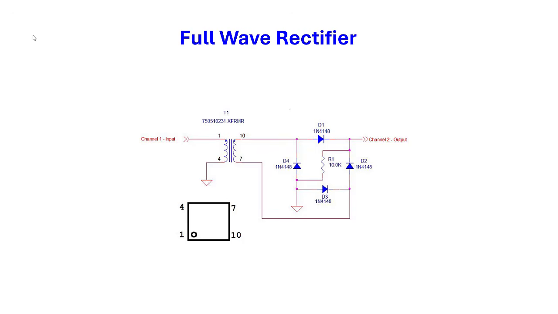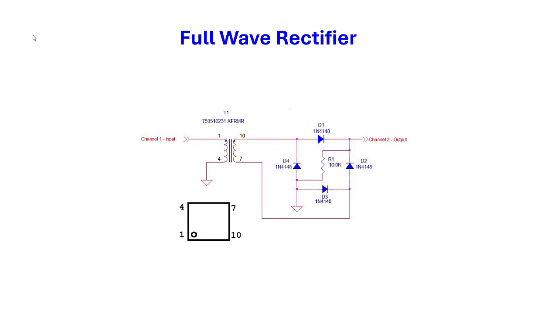A 10 kiloohm resistor is placed between the bridge output and ground as a load resistor to draw current from the rectifier. Connect the function generator to the input of the transformer. Connect channel 2 of the oscilloscope across the load resistor on the output.